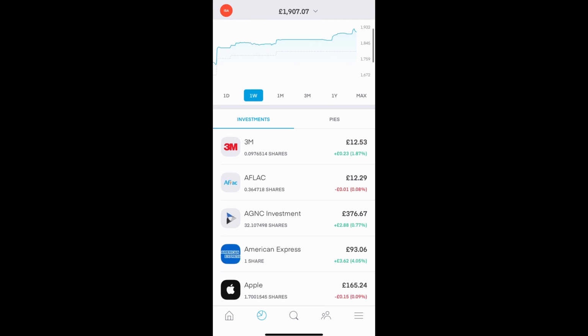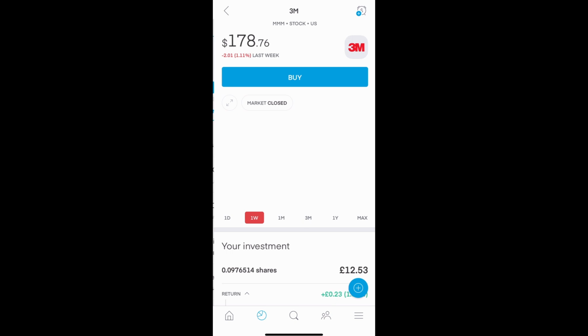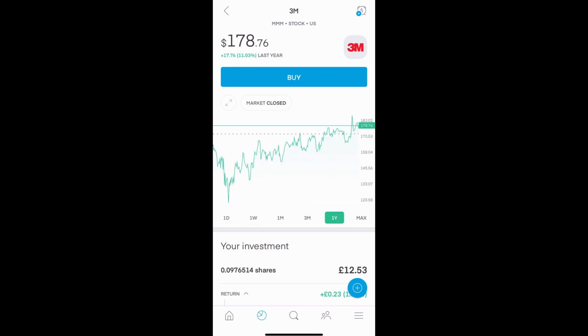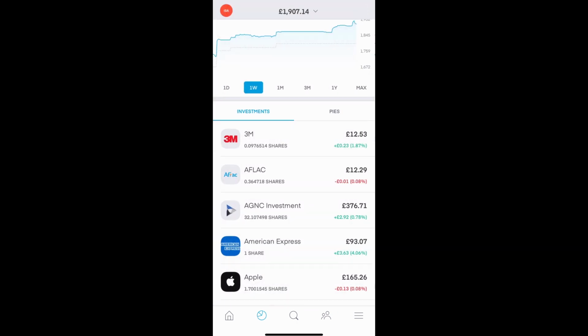I'll give you an example here. 3M, obviously I've got £12.53 in with them, and it's a relatively stable stock. Over a year it will go up on a nice even keel, but you see in the last year it is up 11%. And pretty much since I've owned it, it is around about a 3% increase, or 1.87, sorry. So that's a pretty healthy return on that. I know I haven't got a lot of money in there.